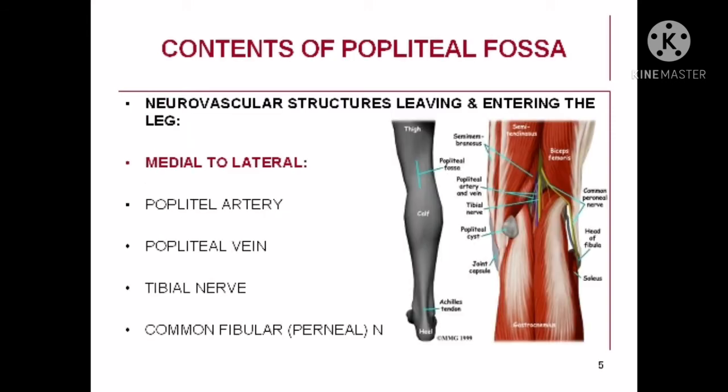The contents of the popliteal fossa. Neurovascular structures leaving and entering the leg are the contents of the popliteal fossa. From medial to lateral side, the popliteal artery, the popliteal vein, the tibial nerve, and the common fibular or common peroneal nerve are the contents of the popliteal fossa.